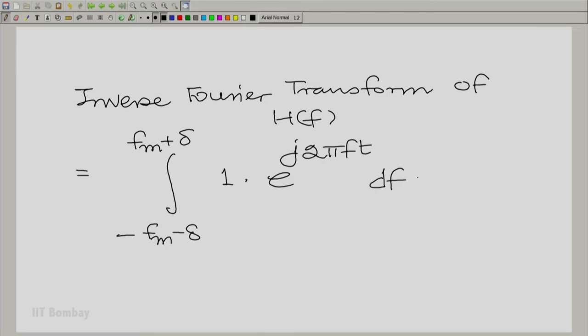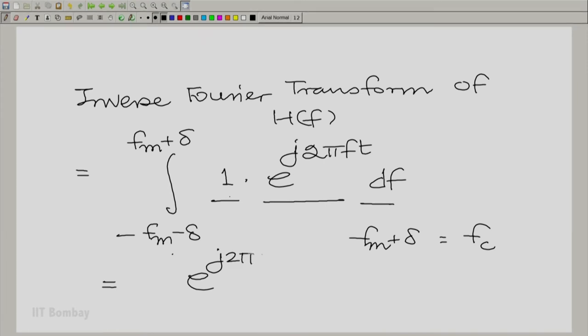All of us are familiar with the expression for the inverse Fourier transform. Essentially multiply the spectrum by e raised to the power j 2 pi f t and integrate with respect to f over all regions where the spectrum is non-zero. In this case, the spectrum happens to be 1 between minus fm minus delta and fm plus delta. Let us put fm plus delta equal to fc. It is a very easy integral to evaluate. This is simply e raised to the power j 2 pi f t divided by j 2 pi t from minus fc to plus fc.